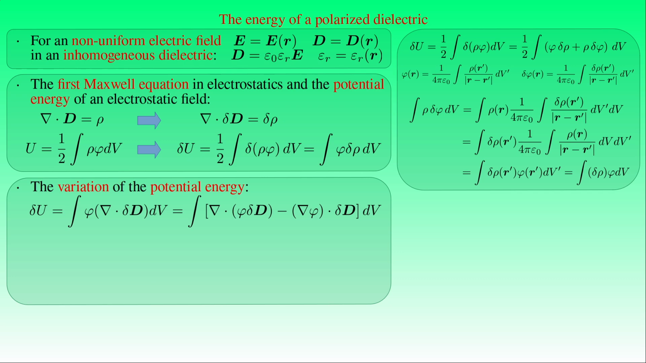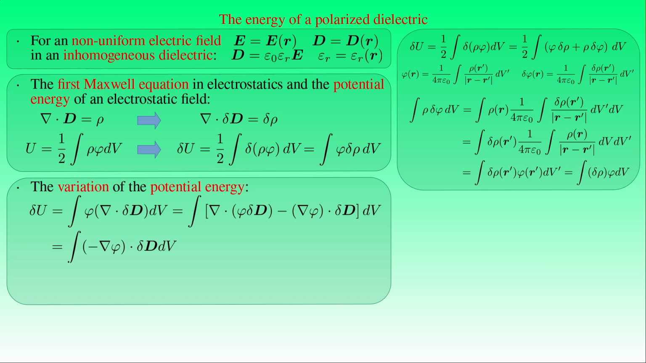If the boundary is at infinity, then the boundary integral vanishes as the integrand falls off faster than 1 over the square of the distance measured from the localized charge distribution in the dielectric medium. Hence, the variation of the potential energy U is equal to the volume integral of the dot product of the negative gradient of the potential φ and the variation of the displacement field δD.